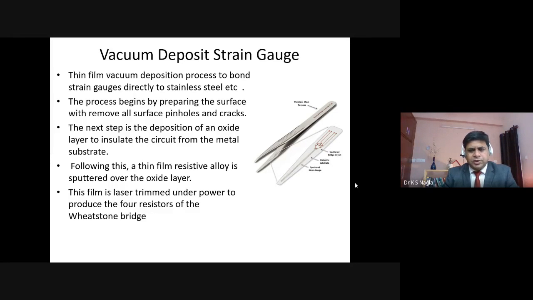Now it depends upon the art of the engineer how many bridge circuits and how many resistances are pasted over the surface, and at which position they make the deposition of the strain gauge. It depends upon the application. The same technology, the vacuum deposit strain gauge, can also be applied over the diaphragm, which is used for the measurement of pressure in industry.